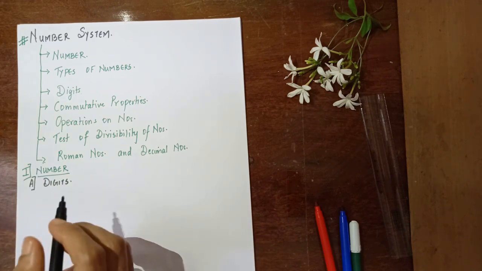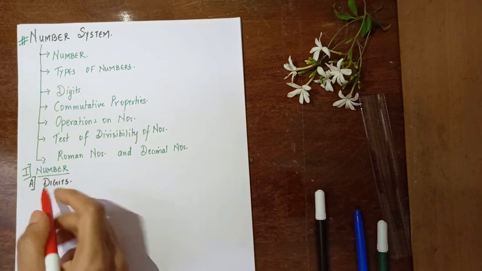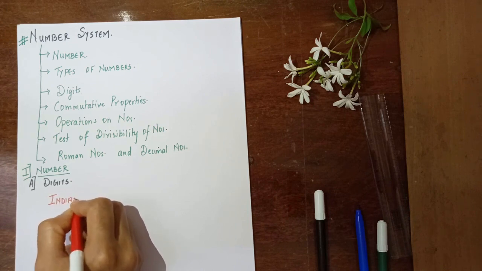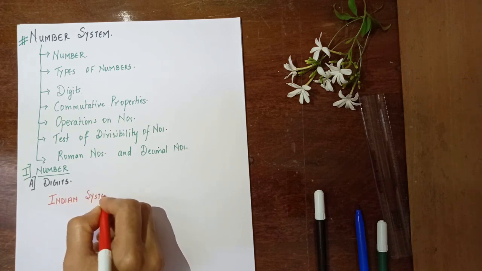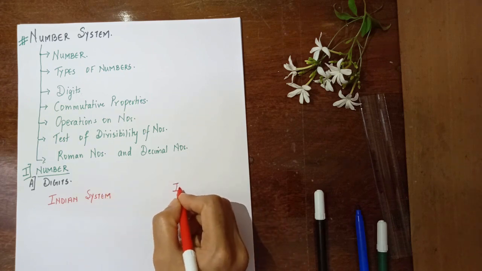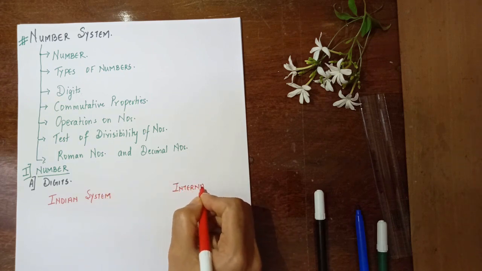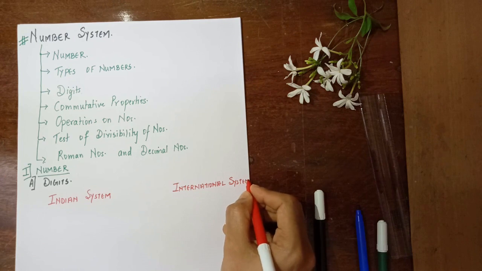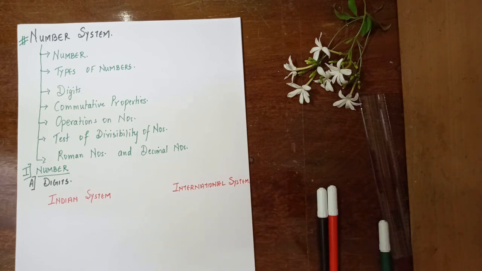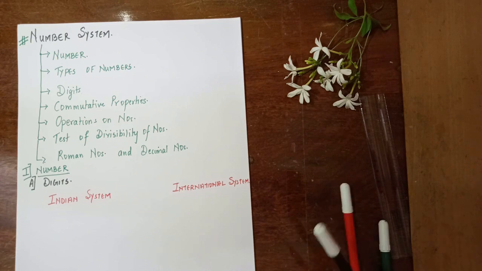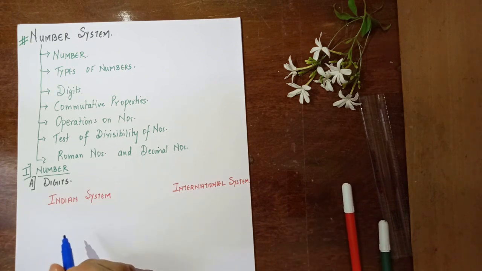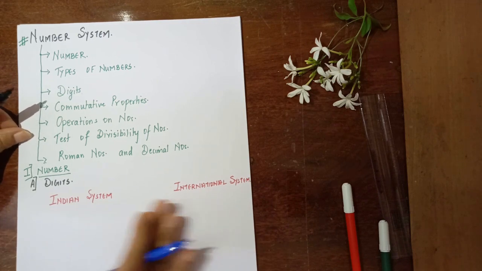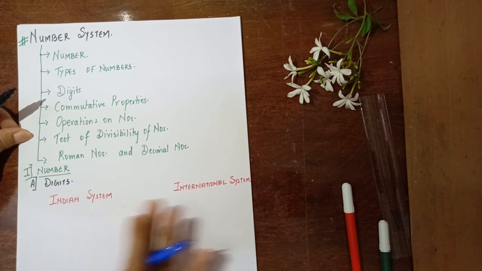Now, when you talk about digits, children, there are basically two types of digits. First is the digits which are included in the Indian system, and we have digits which are included for the international system. Now, when you talk about the Indian system and international system, what is so different between these two? Okay, so I'll give you the digits and their values so that you understand. I'll draw it in the form of a differentiating column so that it's easy to understand.